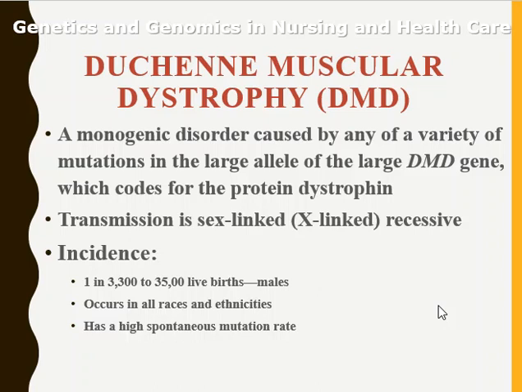Okay, Duchenne muscular dystrophy is our last monogenic disorder that we're going to talk about. Well, nope, I take that back. No, we've got a couple others. So Duchenne's muscular dystrophy is a monogenic disorder caused by any of a variety of mutations in the large DMD gene, which codes for the protein dystrophin.